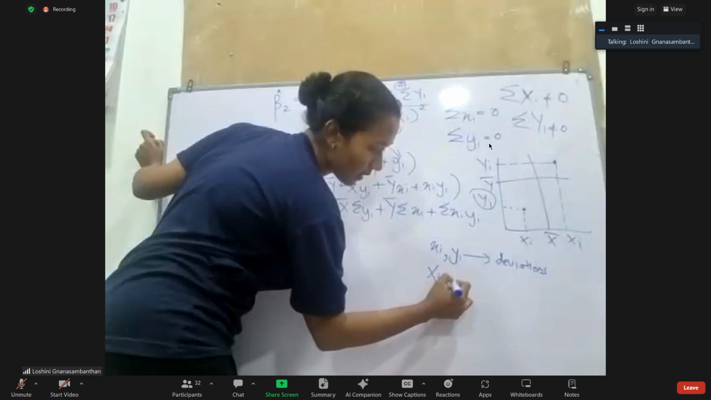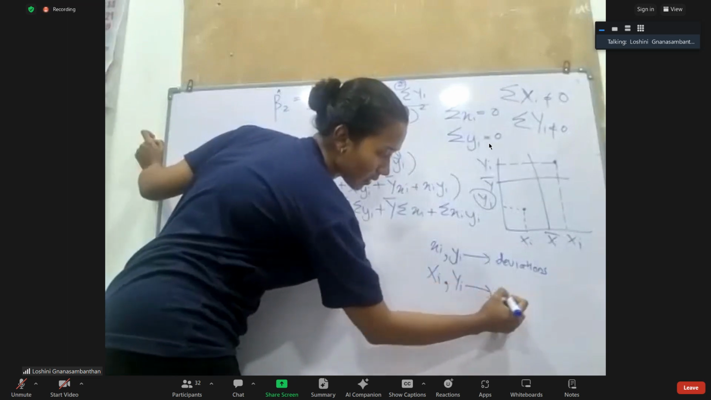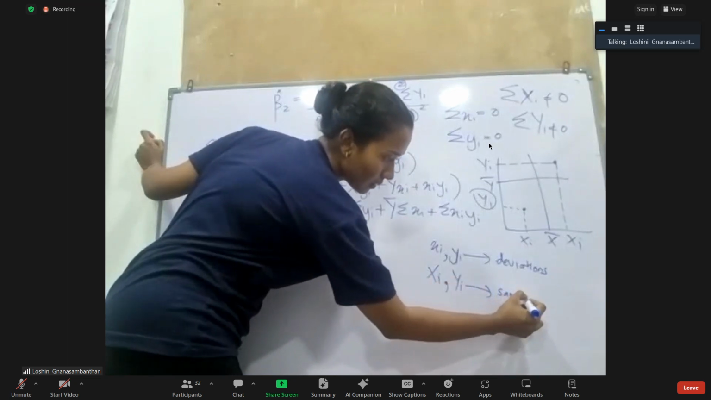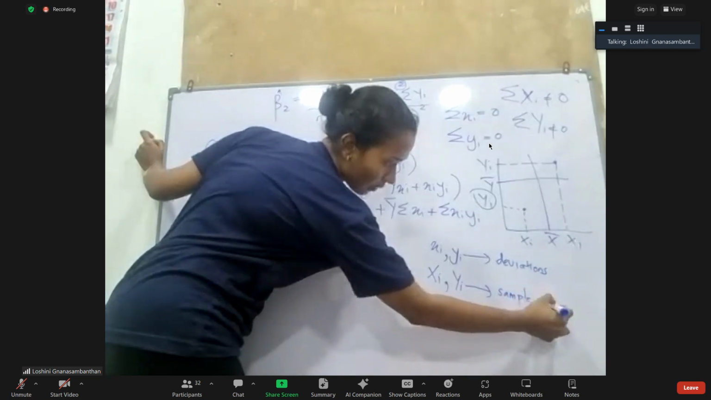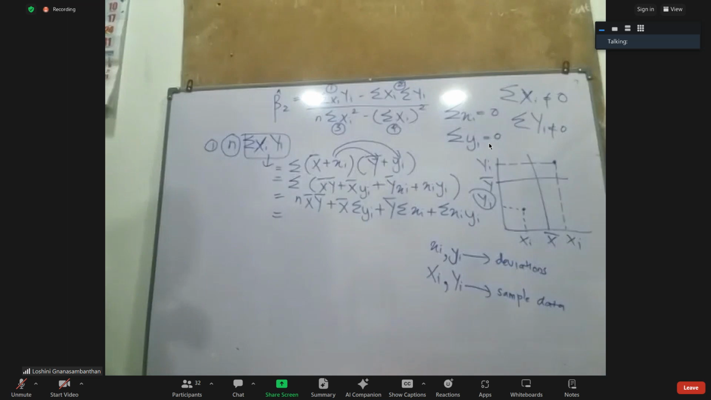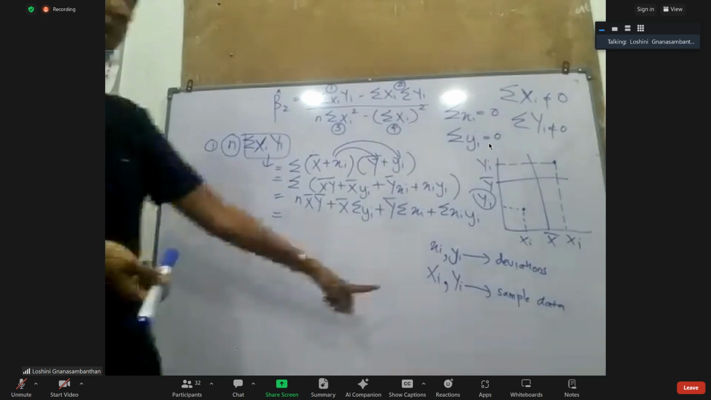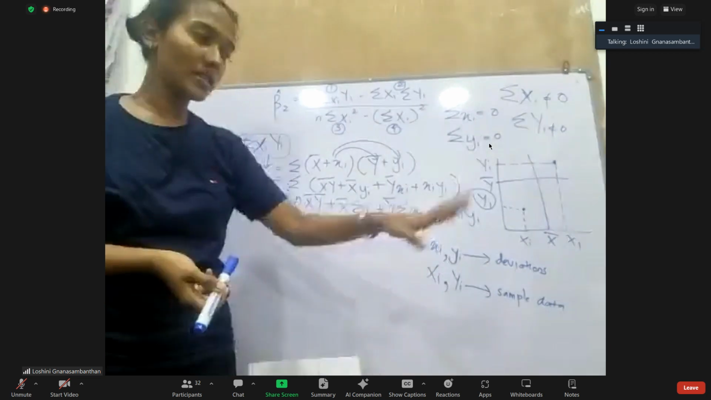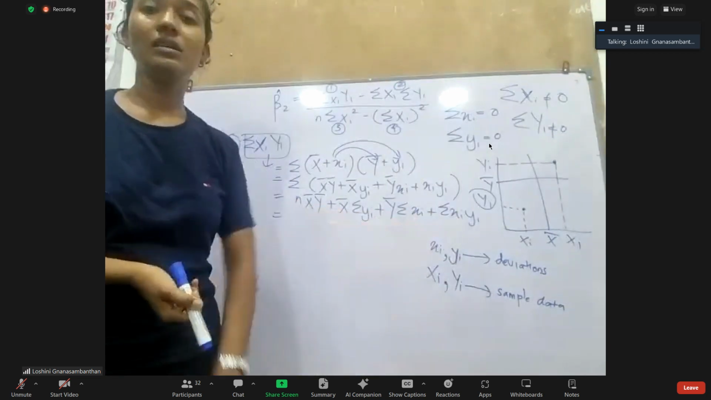Capital Xi, capital Yi, sample. That's why the sigmas of these are not zero, but sigmas of these ones are zero.